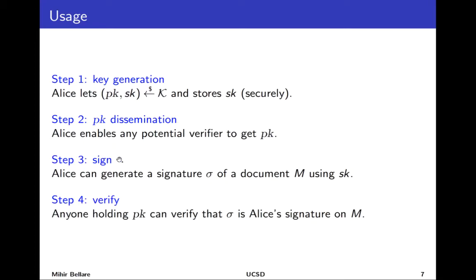Once all this is done, Alice can start signing. She now uses the signing algorithm of the scheme to generate signatures on documents of her choice with her secret key. And if those documents and the signature reach anyone, Bob holding the public key, they can verify the signature.